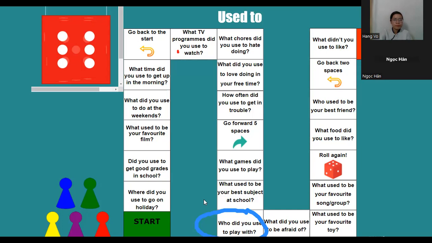When I finish the lesson, I usually play with my younger sister. But when I go to Ho Chi Minh City, I must go to the university, so I can play with my younger sister. Oh, okay. Yeah, I see. All right. That's nice though. Lovely story.